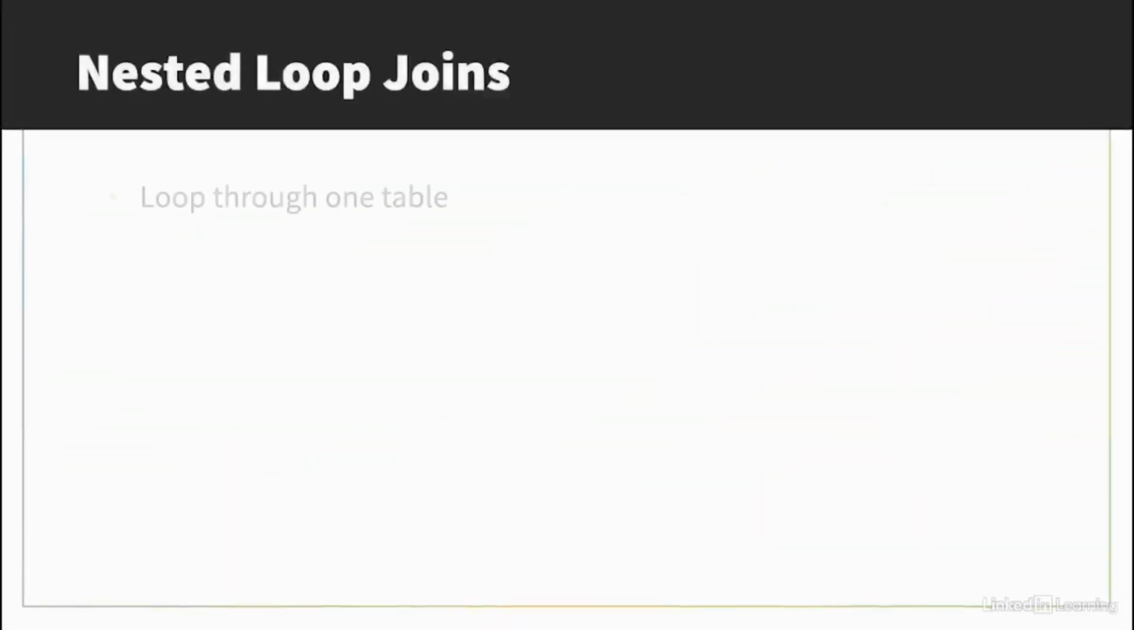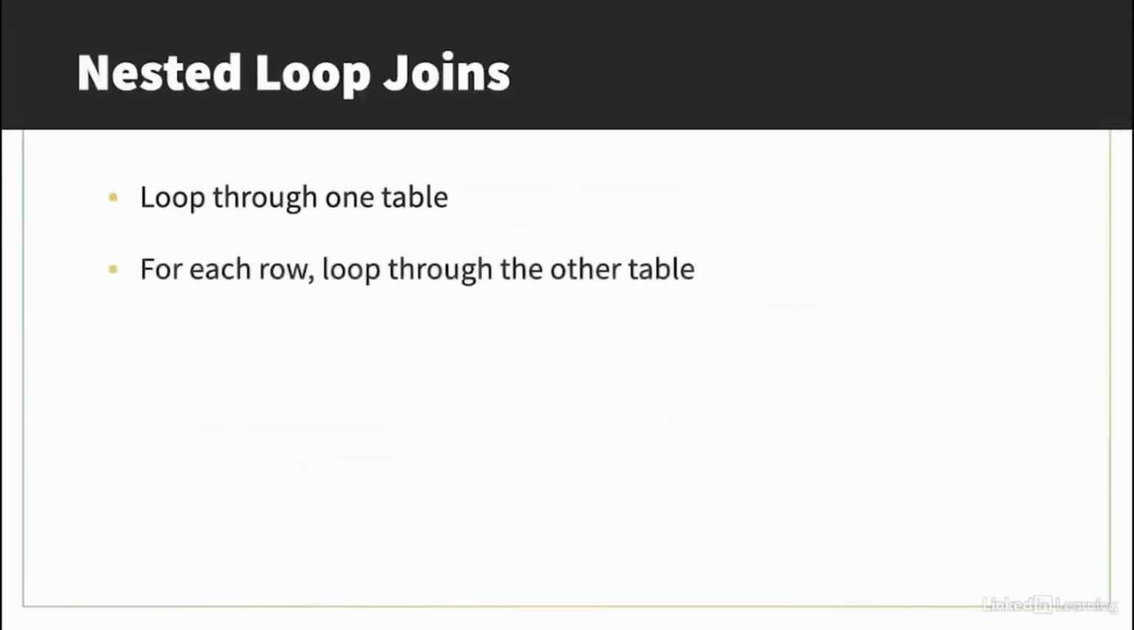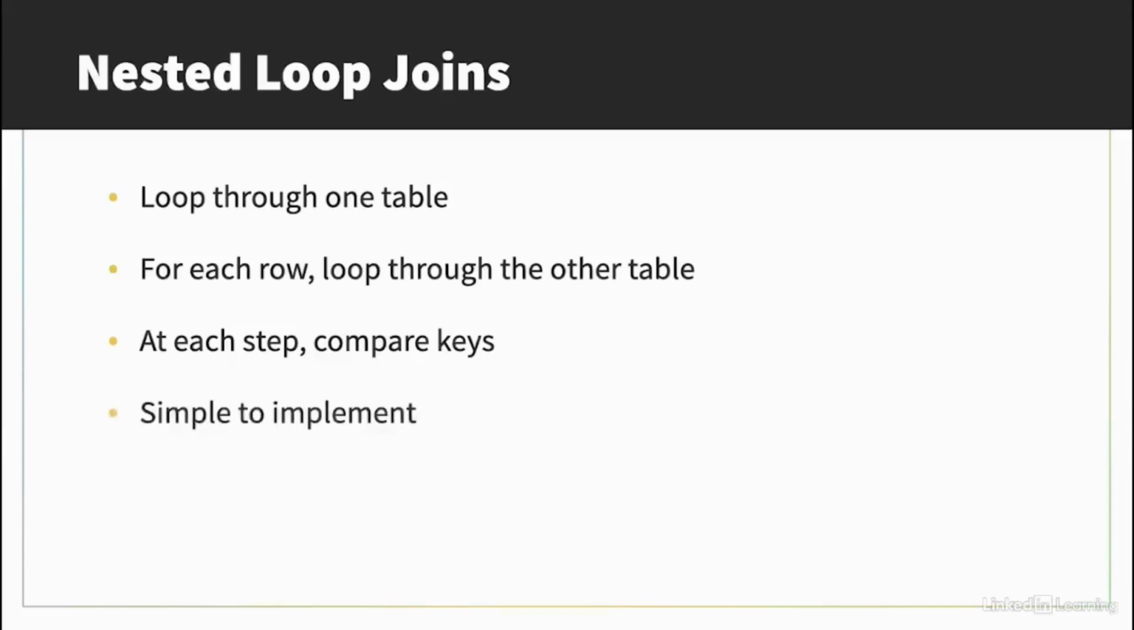Nested loop joins compare each row in a table to all rows in the other table. At each step in the process, it compares keys. Two advantages of nested loop joins are that they can be used to perform any type of join, and they're simple to implement. A disadvantage is that they can have a higher cost than other join methods.